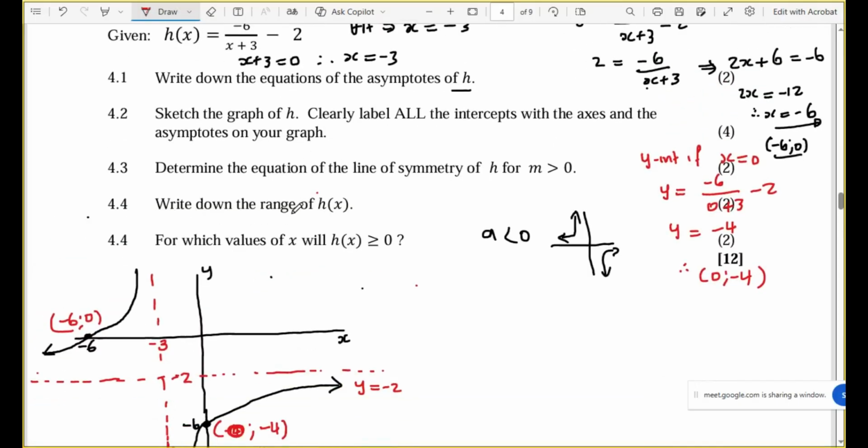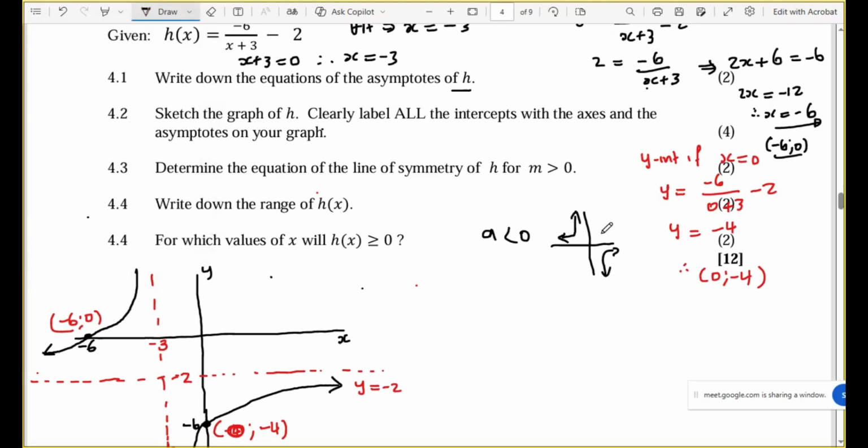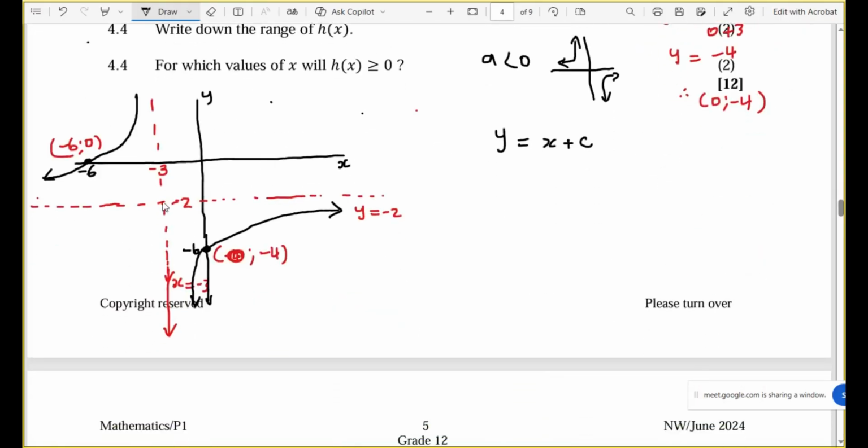So determine the equation of the line of symmetry for m greater than 0 where the gradient is positive. Remember, when they say the equation of symmetry and it has a positive gradient, it's y = x + c, and to find the value of c we need to use the coordinates of the asymptote, which is a y and that x. So the point that I'm referring to is this point. The line will pass through that point and it has a positive gradient. It will be like this. It will cut through that point.